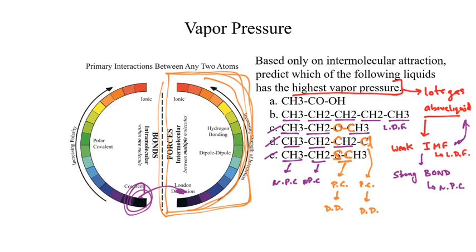Let's take a look at A: nonpolar covalent, polar covalent. Right away I can stop that analysis. This is going to be a dipole-dipole, which means I can get rid of it. And B ends up being my answer now because it has the weakest force.